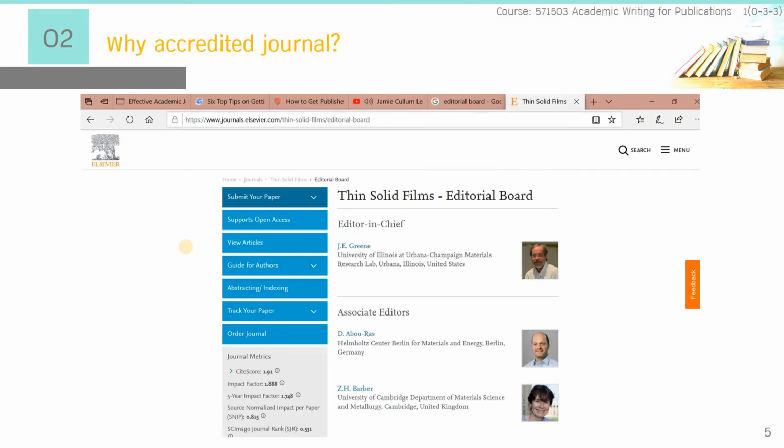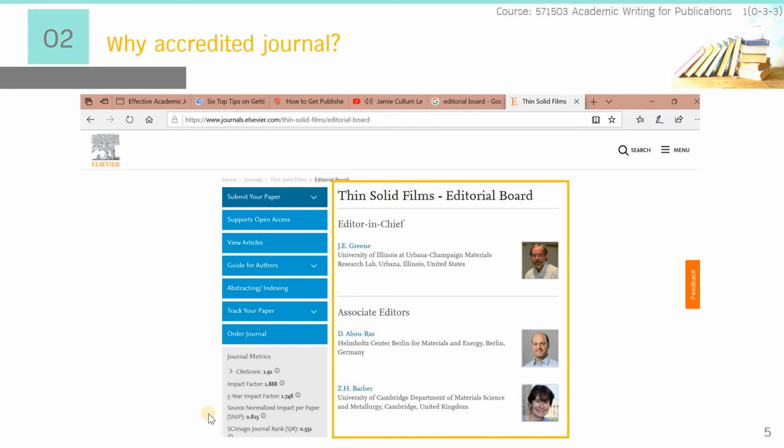When you're searching for a journal in your area, for example, this one is Thin Solid Films. When you search on the internet, you can see that there are menus over here on your left-hand side. Over here is the editorial board that will give you the idea of who is working as the editors. Here on the top is the chief editor. Here there are associate editors as well. With this detail, you know roughly who the experts in this area are and where they are working.